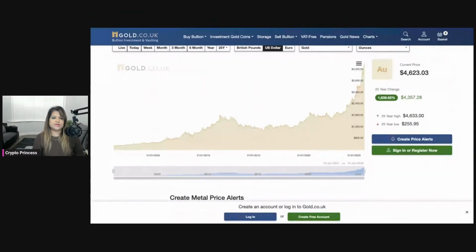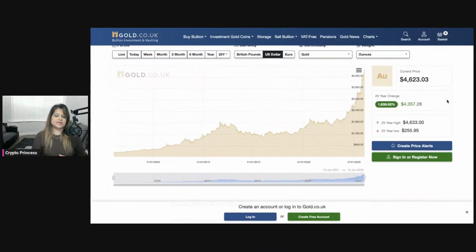Okay, so when we're looking at the 4-year cycle, we need to understand something. The ETFs changed the 4-year cycle when they were first announced. The Bitcoin ETF was first announced, I believe, in January 2024. When it was first announced, Bitcoin had an all-time high before the halving. That's never happened before. If we look at gold, could something similar happen to gold?